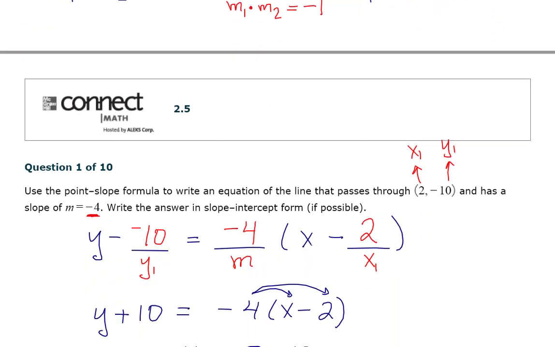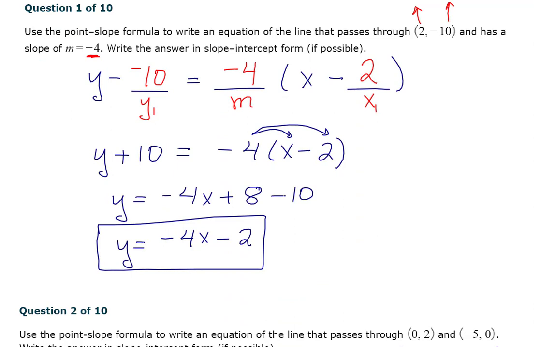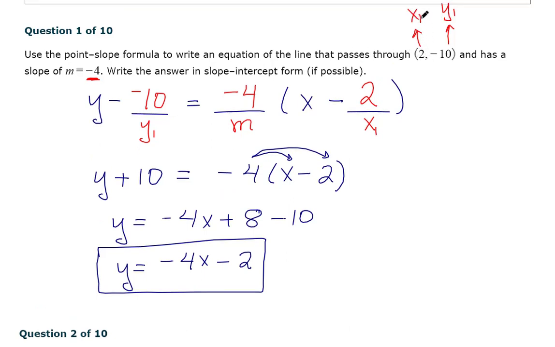All right, so let's take a look here. In question 1, they say use point-slope to write an equation of a line that passes through this point, and this is my x1, y1, and it has a slope of -4. And write it in slope-intercept form. Okay, well, here's point-slope. The minuses are part of the formula. My points are 2 and -10. Slope was -4.